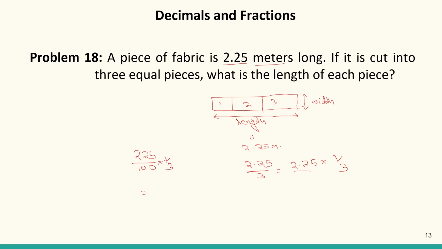So this is equal to 75 by 100 after dividing by 3, and this is equal to 3 by 4. So this will be the length of each part if the main part is divided into 3 parts. That is nothing but 0.75 meter. So let's check out the answer. This is the final answer.